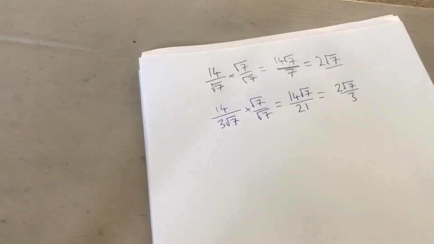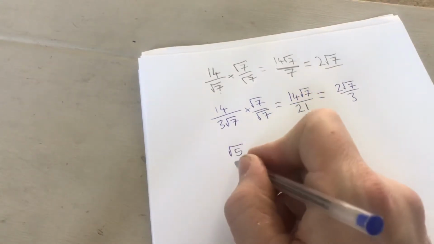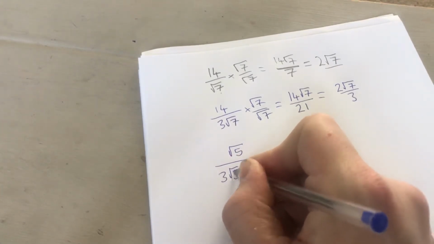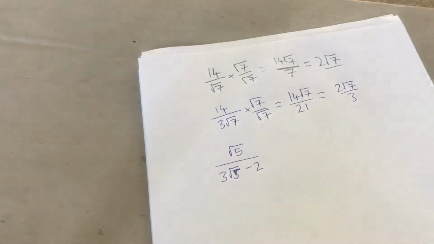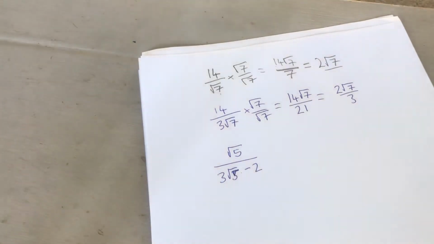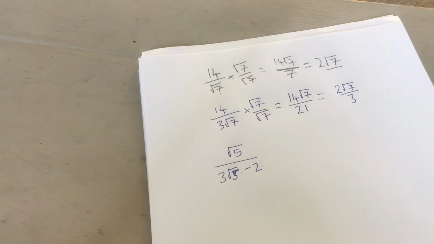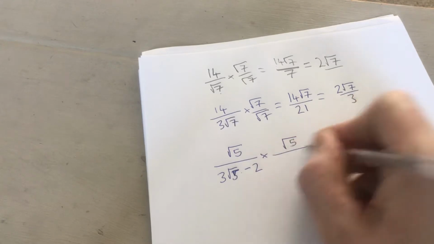Now it gets a little bit trickier because you have examples like this. Root 5 over 3 root 5 minus 2. Well, in this case we really want to get rid of this root from the bottom. So what we're going to do is this.